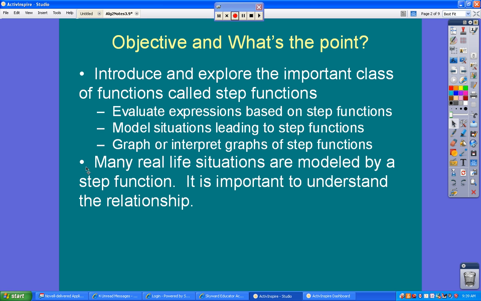Many real-life situations are modeled by step functions. You're going to see this again next year. And you've encountered it before, but you have not modeled with this certain function. But it is important that you understand it so that you can see the mathematical meaning behind it.